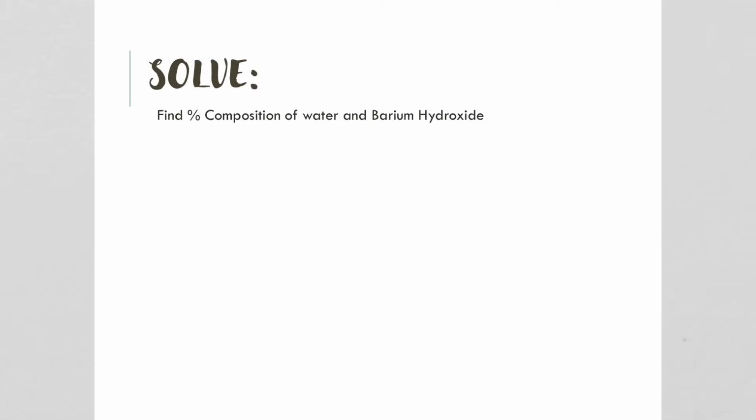So our first step would be to find the percent composition of water and of barium hydroxide. So the information that we've been given, we know the mass of the compound, and that is 50.0 grams. We know the mass of barium hydroxide, and that's equal to 27.2 grams. So the first thing we'll do is we'll find the percent of barium hydroxide and then subtract to find the percent of water.